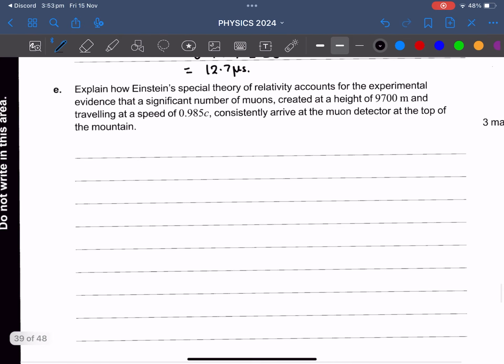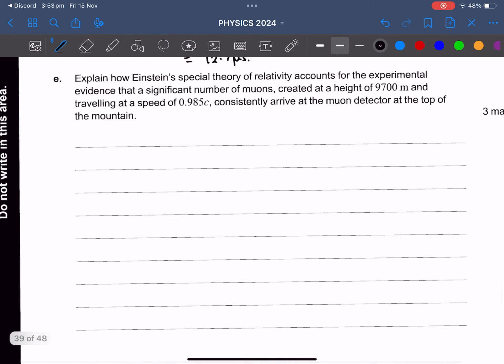Explain how Einstein's special theory of relativity accounts for the experimental evidence that a significant number of muons created at a height of this, traveling at the speed of this, consistently arrive at the muon detector at the top of the mountain. Okay.